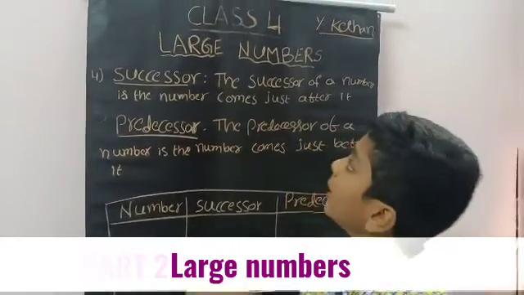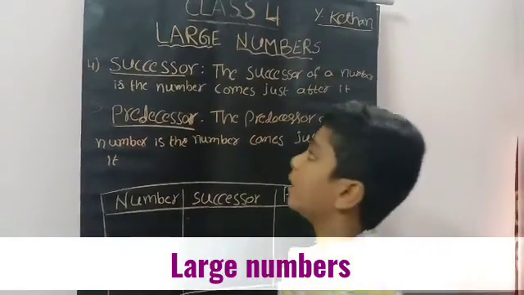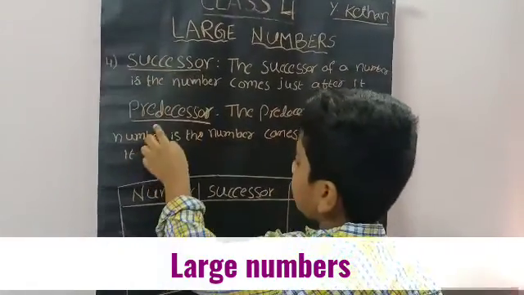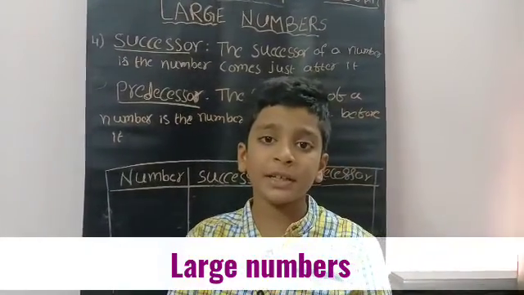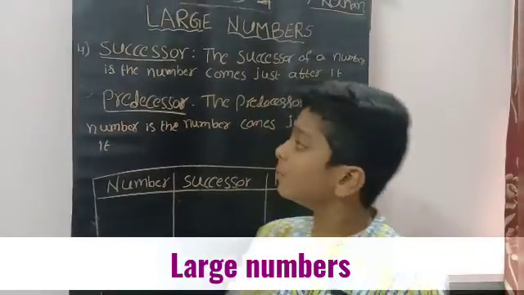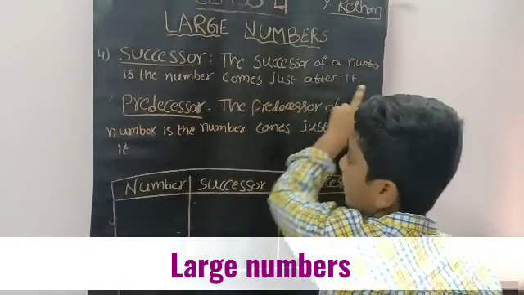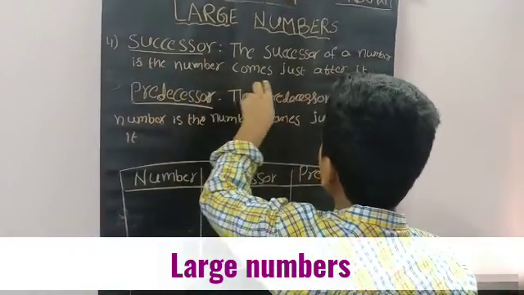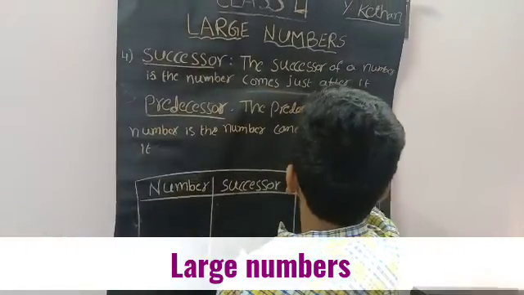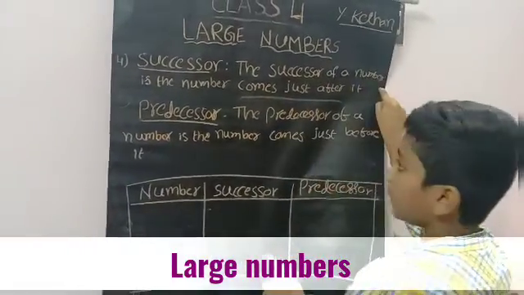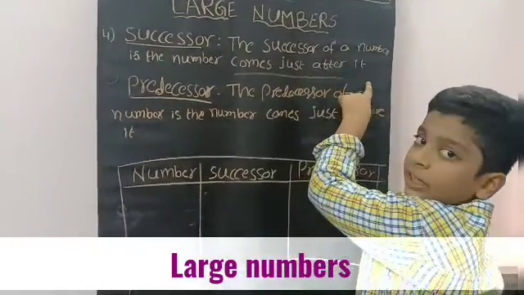Okay, class 4 large numbers chapter 1, fourth concept, successor and predecessor. What is successor? What is predecessor? I will tell you. Successor. The successor of a number is the number that comes just after it.